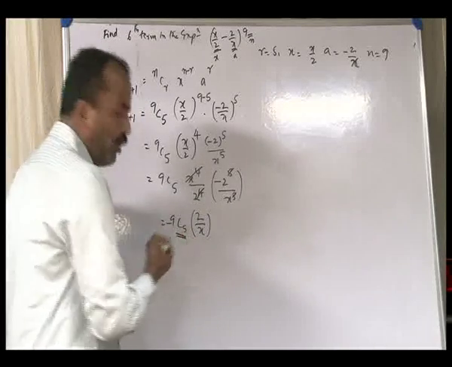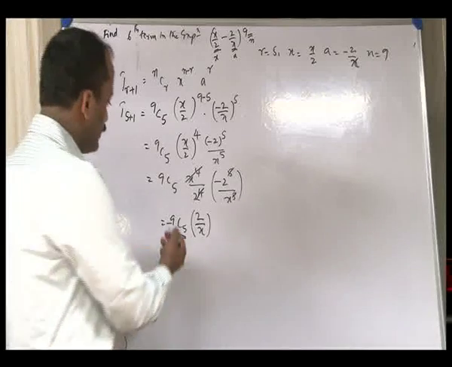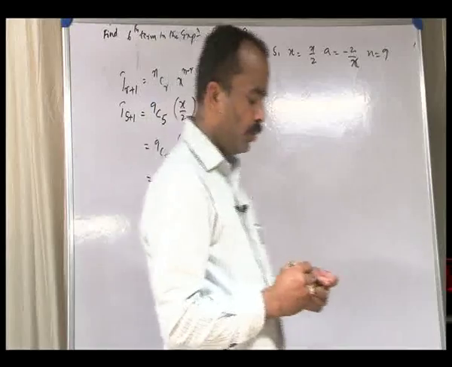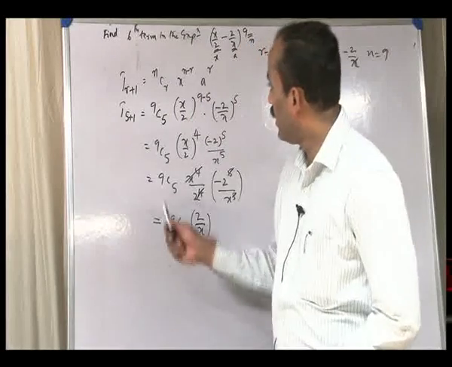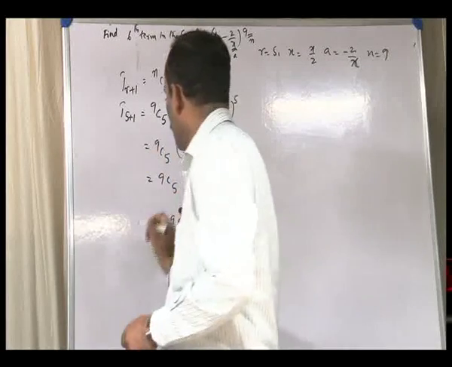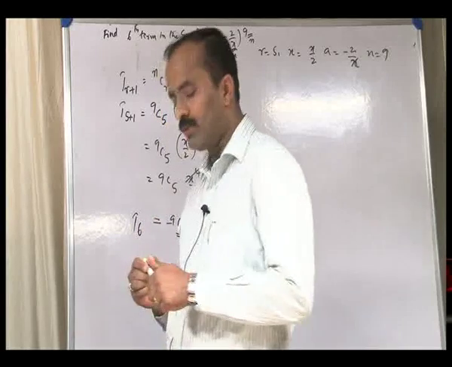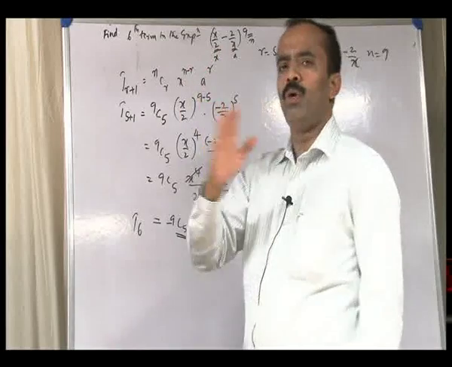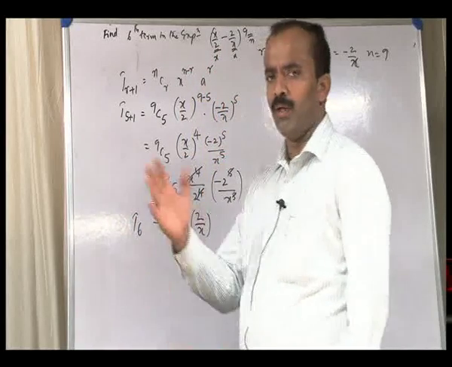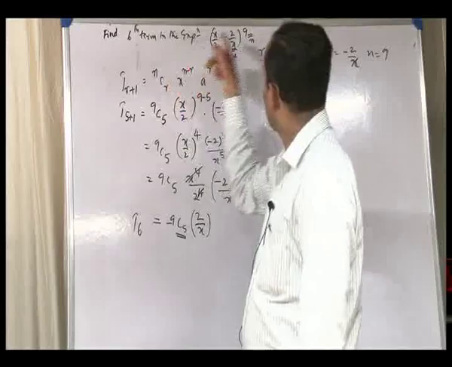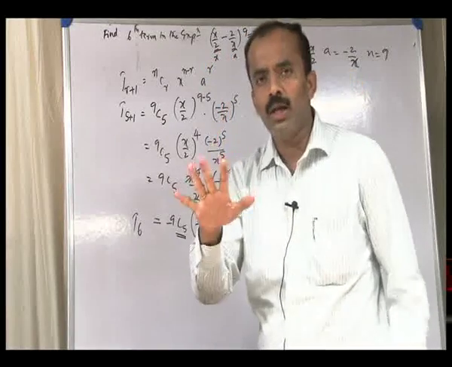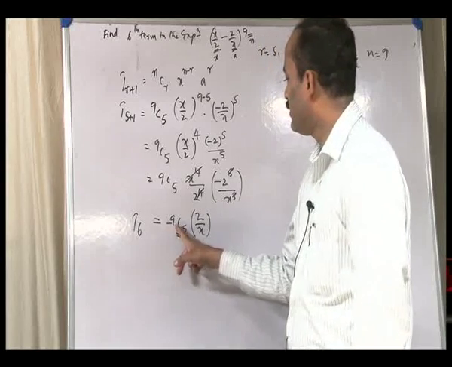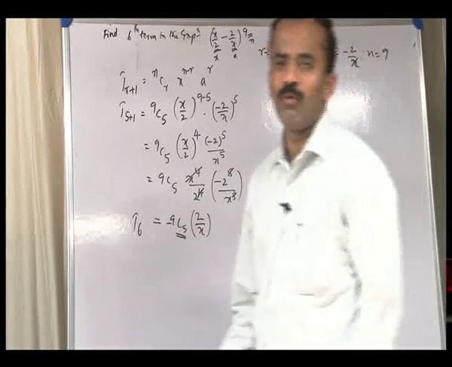We can even find the value of 9C5, or you can let it be as 9C5. So it becomes minus of 9C5 into 2 by x. This is which term? This is the sixth term in the expansion. Even if you want, this is an expression, you can expand it by using the binomial theorem. Finally, you see this is the power 9, therefore how many terms do we get? We get 10 terms. Definitely, the sixth term is minus 9C5 into 2 by x.